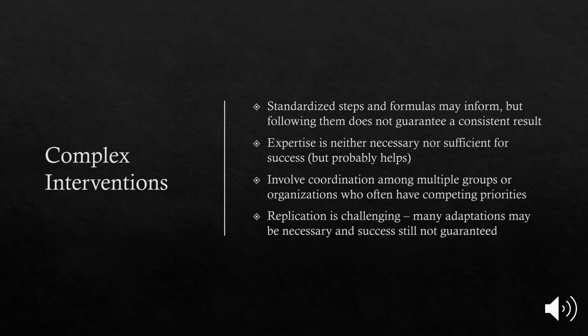So if we get to a complex intervention, there's a lot more going on. The standardized steps and formulas may help. They may inform what you do, but they do not guarantee a consistent result every time. Expertise is important, but it's neither necessary nor sufficient to ensure a good result. It often involves coordination among multiple groups and organizations, and often they have competing priorities. Replication is challenging because there are so many context-based factors that go into a complex intervention that sometimes we miss the things that need to be replicated or adjusted for.